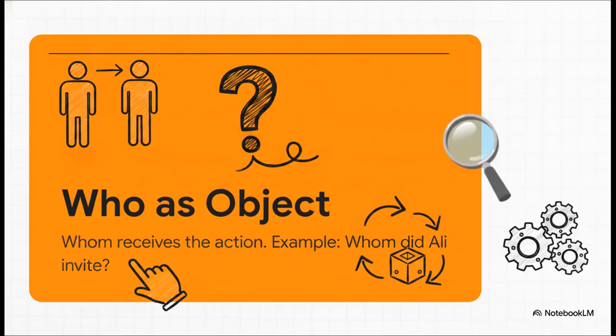Conversely, look at type 2. This is the scenario where who or whom is actually serving as the object of the active sentence, meaning it's receiving the action rather than performing it. Take the active sentence, whom did Ali invite? Here, Ali is the subject and whom is our object.